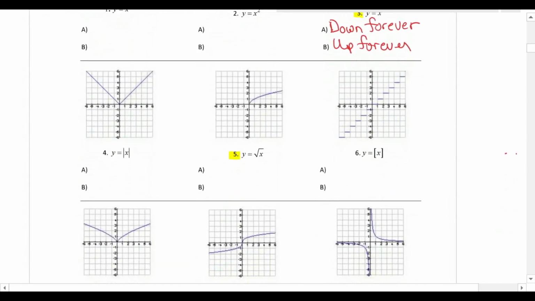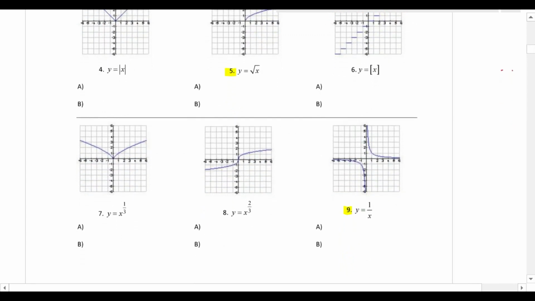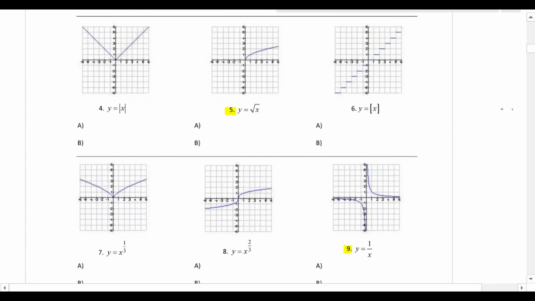So let's go look at number 5. All right. As you go left forever, well, there is not a left forever, so we have what we call a domain issue.